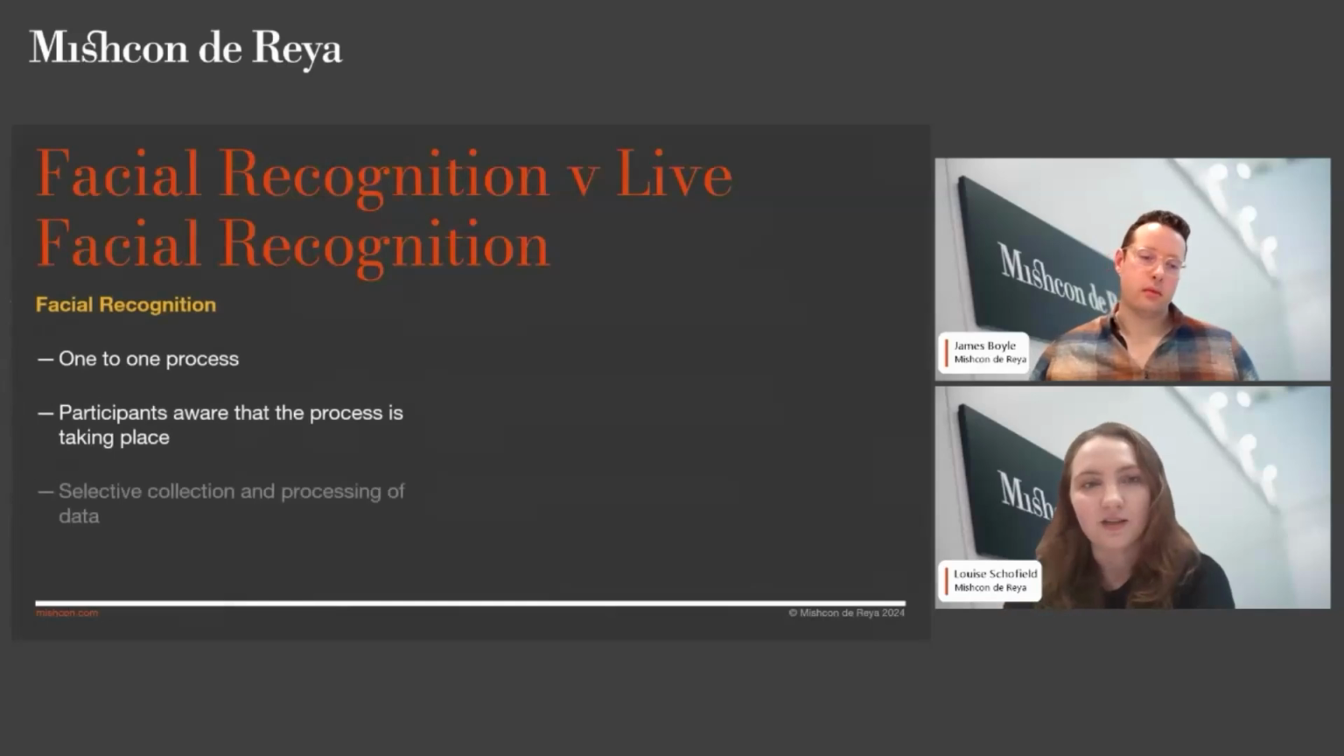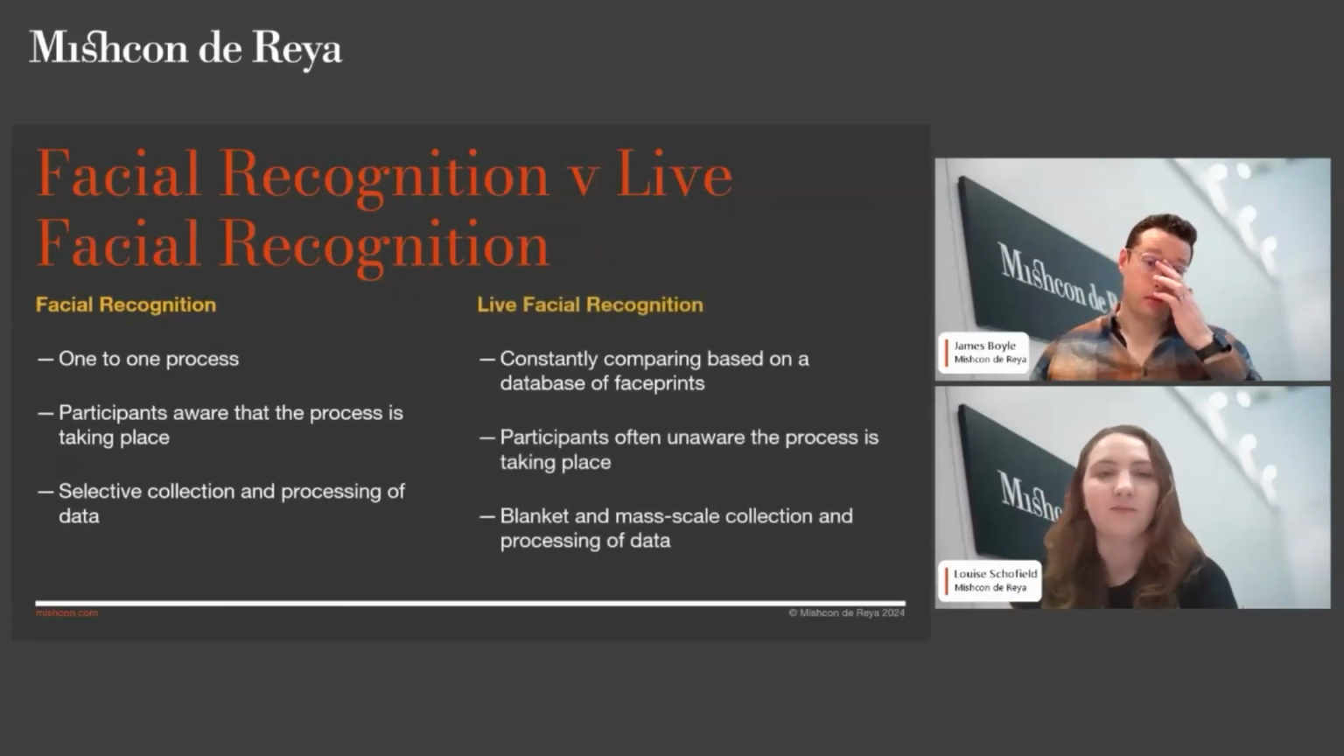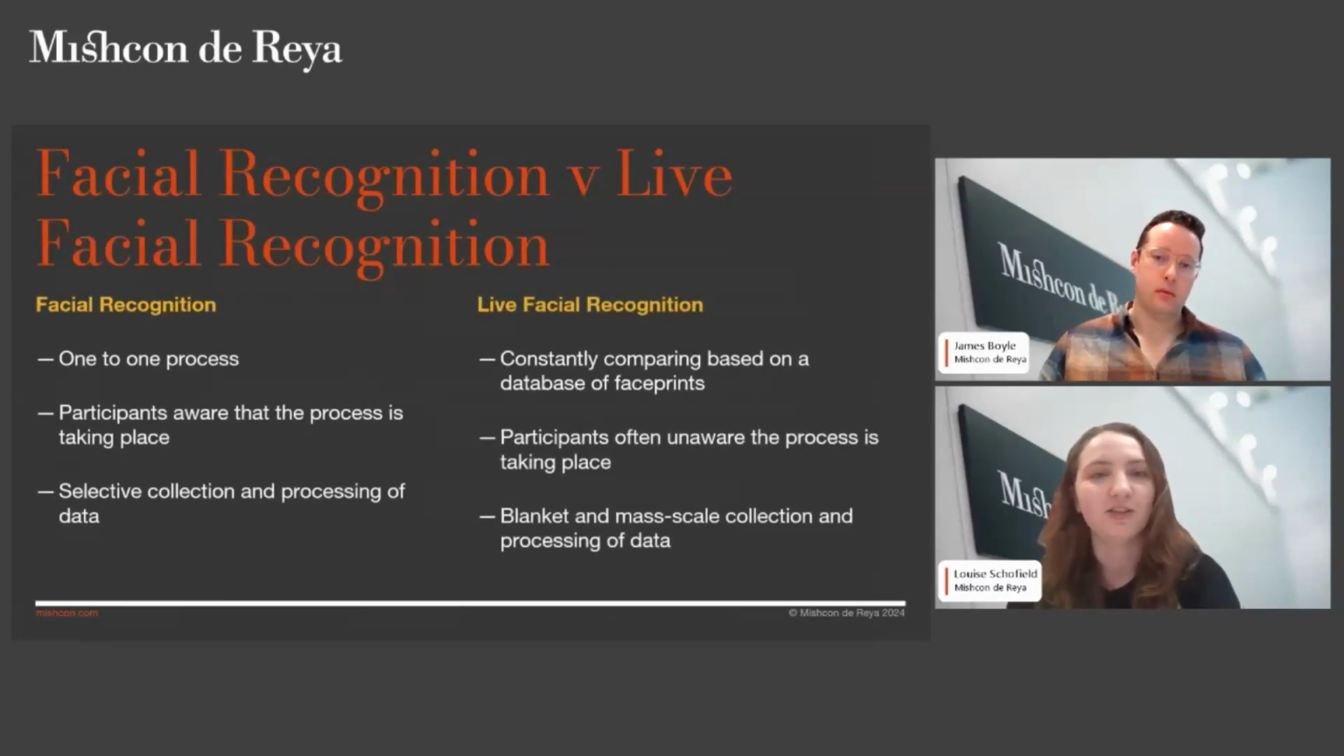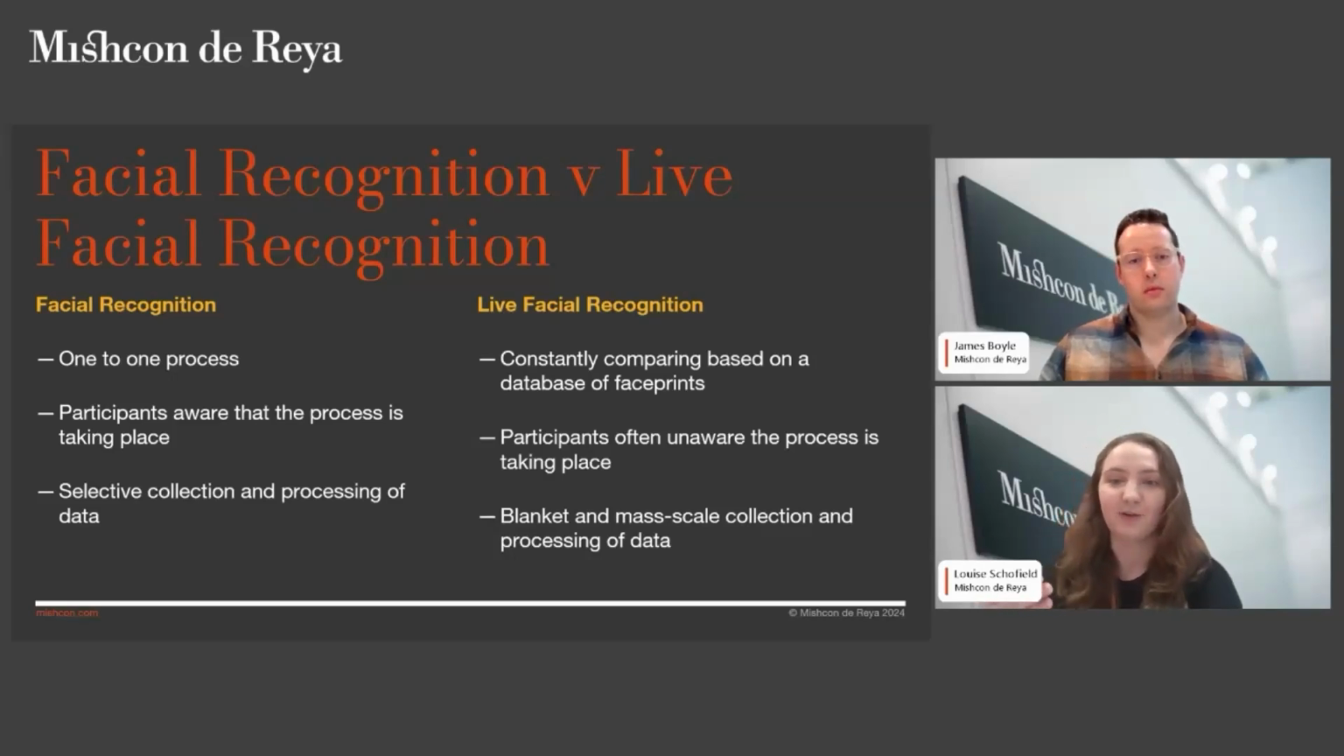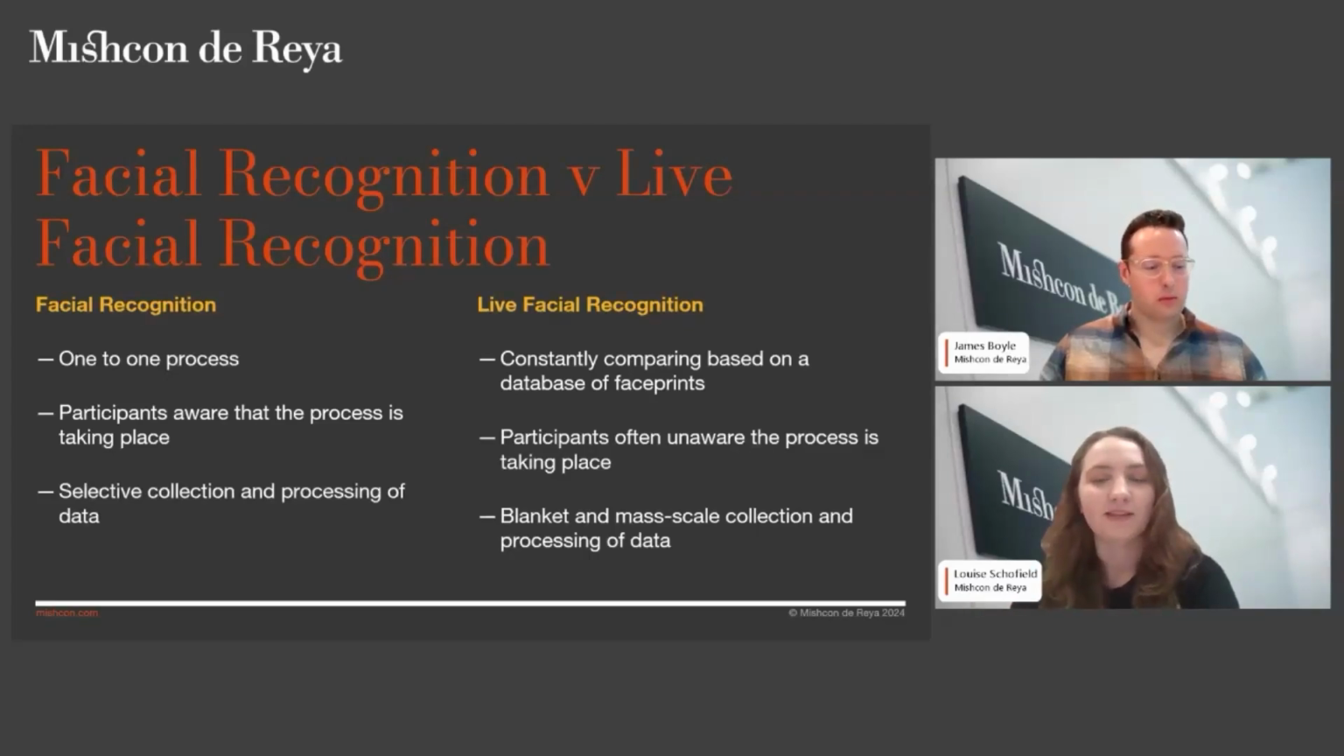There are two different kinds of facial recognition technology, normal facial recognition technology and then live facial recognition. The facial recognition technology is just a one-to-one process, very much like you saw on the last slide with my face and James's face. It's also the kind of thing that is used to unlock your phone, where the you that is unlocking your phone is compared to the stored images on the phone of your face. It tends to be something that participants are aware of, that they actively consent to, and there's very selective processing when this happens.